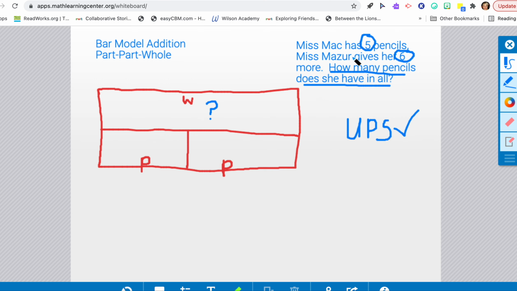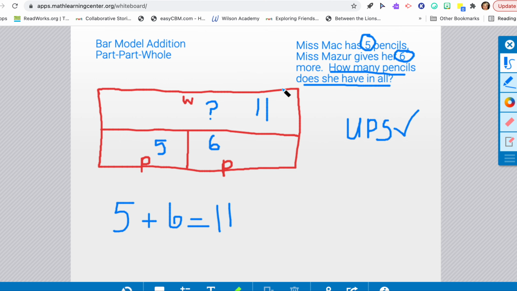And if we go back to the problem, we know that we start with 5 pencils. 6 more are added, and then that should give us our sum. So we solve the problem, and we know that 5 and 5 is 10, so 5 plus 6 must be 11. So now we're just going to check it. Does it make sense? Well, I'm going to write a number sentence and find out. 5 plus 6 equals 11, and that makes sense because when you add numbers, the number gets bigger.